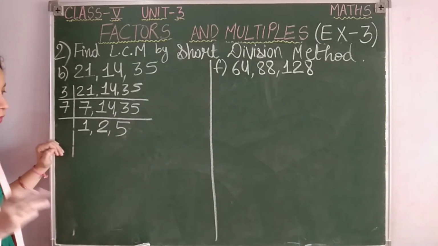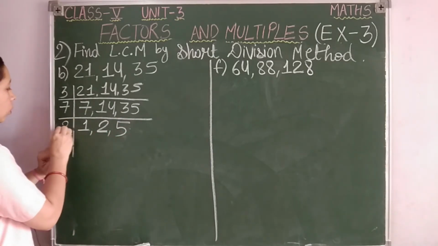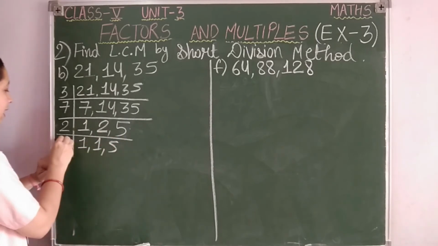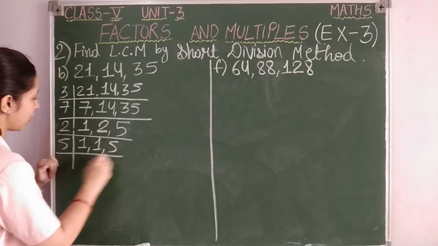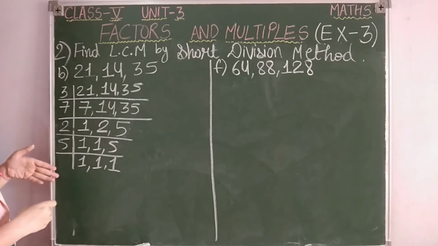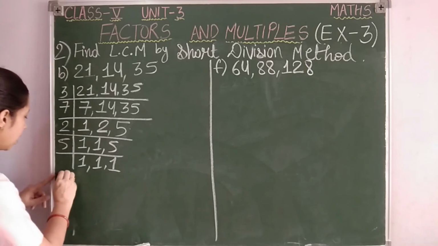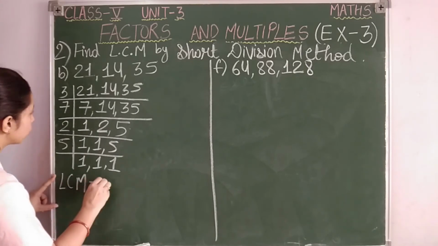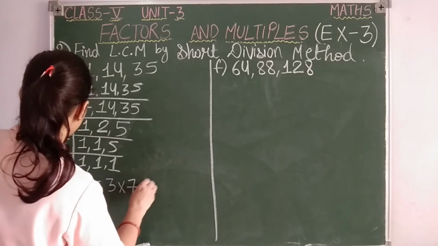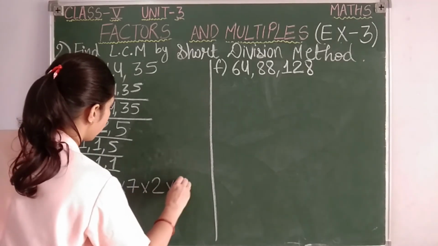Clear, students? Now again, what is there? 2. So 2 1s are 2. Copy 5. Then at last divide 5 by 5. 5 1s are 5. See, we got the product of prime factors for the given numbers. Now let us find the LCM. So LCM is equal to, write all the factors, 3 into 7 into 2 into 5.